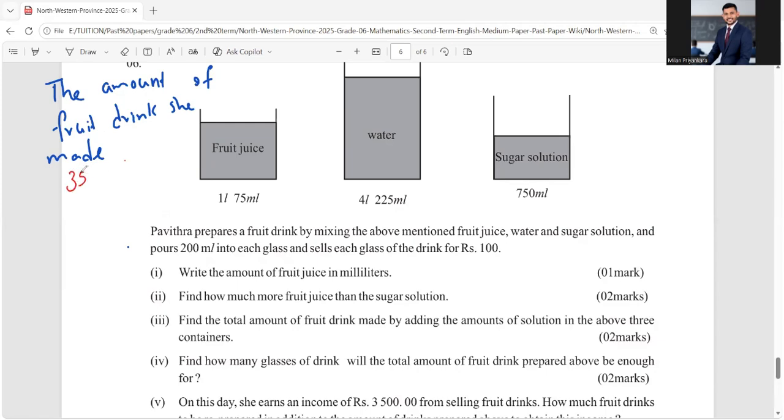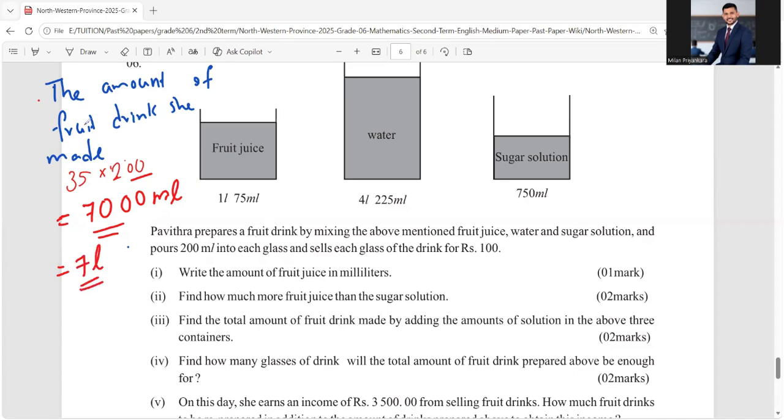Now 35 into 200, okay? Because one glass contains 200 milliliters, right? Then when you multiply this, you know multiplication, right? Here, I will give you a trick. Here you have only zeros. Then you multiply 2 by 35. 35 multiplied by 2 is 70. And then take 2 more zeros. Now, this many milliliters, right? She has made 7,000 milliliters. That means 7 liters. Okay.